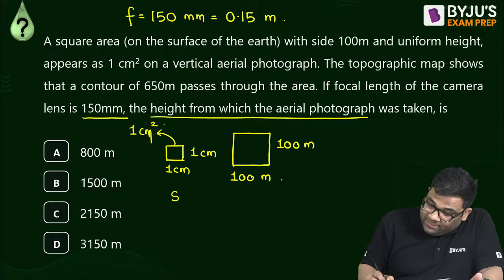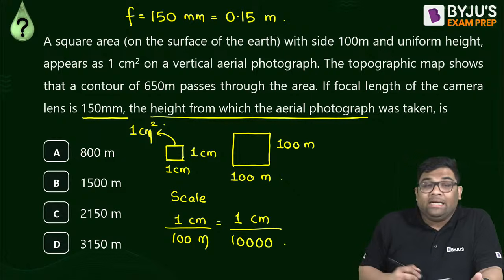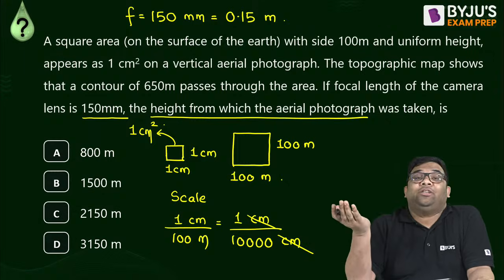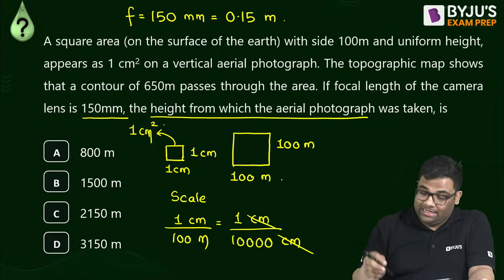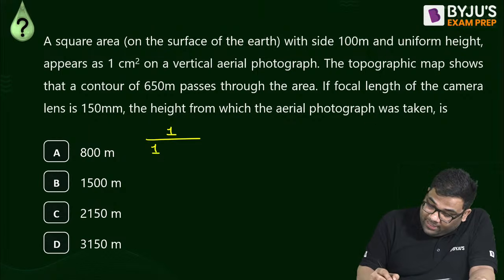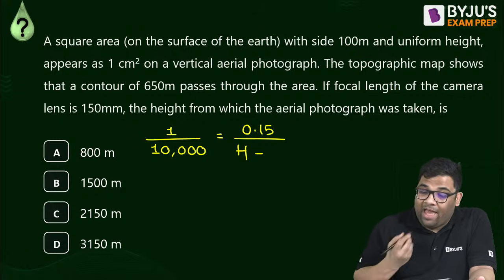So what is the scale of this? The scale is 1 centimeter to 100 meter. If you want to make it unitless, it will be 1 centimeter to 10,000 centimeter. So this is the scale. This was the catch here. In the previous question, the scale was given. Here, the scale is not given. So I can say the scale we found is 1 by 10,000, and that is equal to the focal length, that is 0.15, divided by the flying height minus the average height.